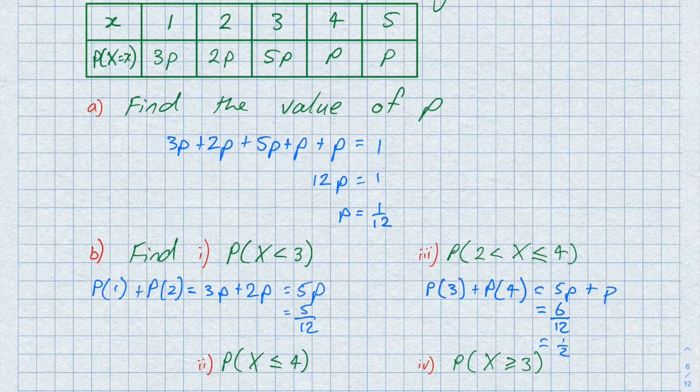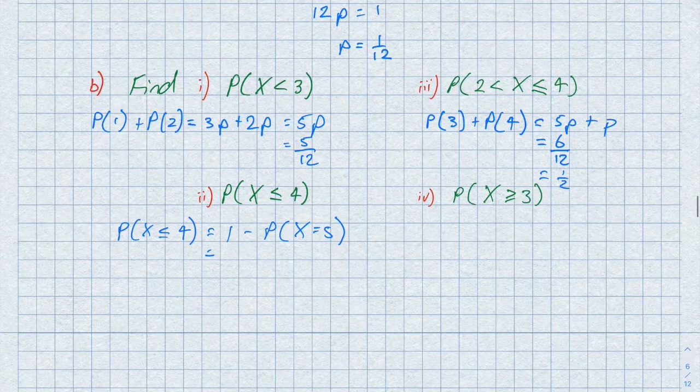Okay, there's a little trick to this one. The probability that x is less than or equal to 4 is actually equal to 1 minus the probability that x equals 5. It's everything except for that 5. So it's 1 minus a 12th. Okay, so 1 minus 1/12. So that's equal to 11 on 12.